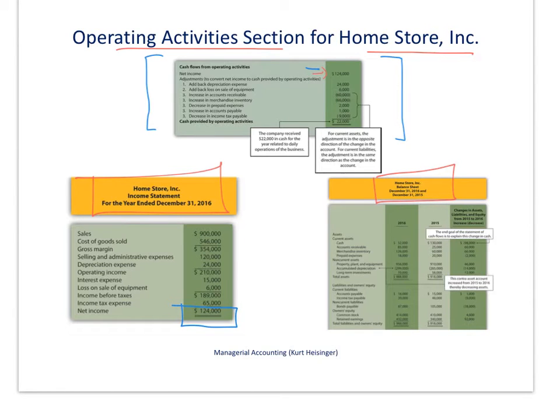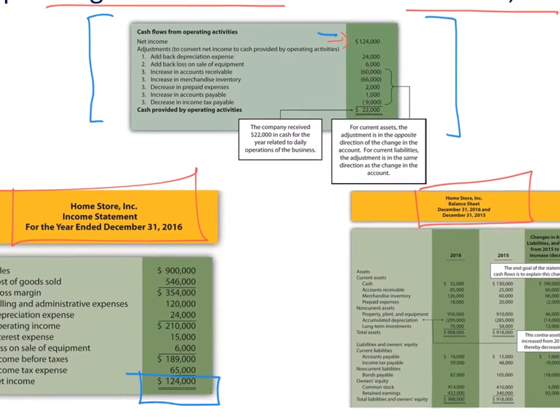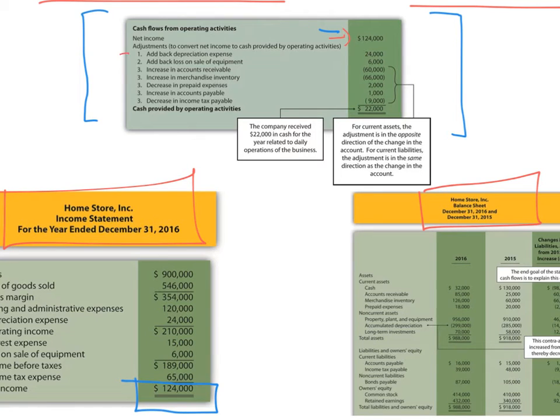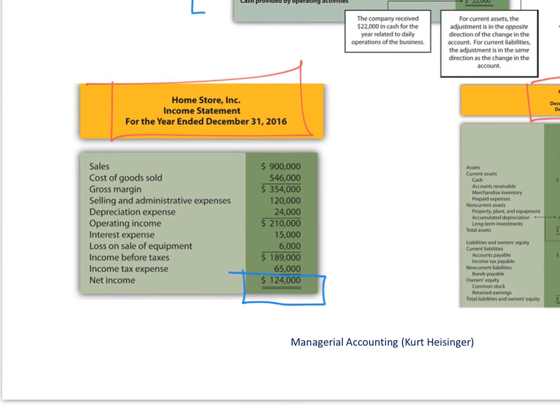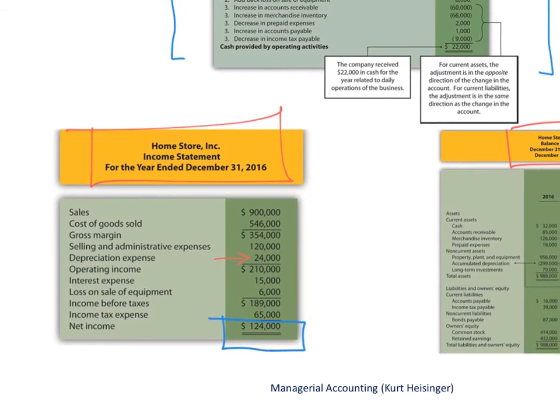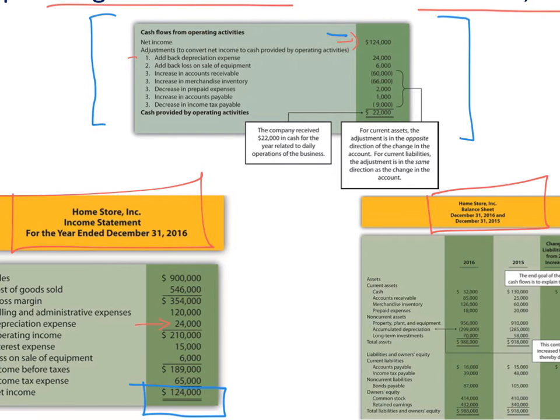So you'll see up at the top that we are adding back the depreciation expense. And so if you look at the income statement here, you'll notice that we have depreciation expense of $24,000. And so that $24,000 is added back up above. It's deducted on the income statement. It's an expense, but it's non-cash, does not affect cash. So we're going to add it back to net income up here at the top. And you'll see that right here, this $24,000.